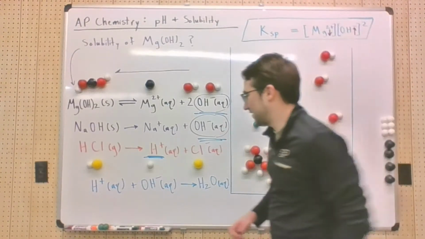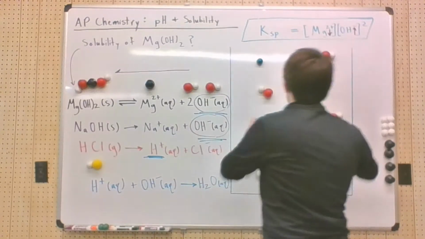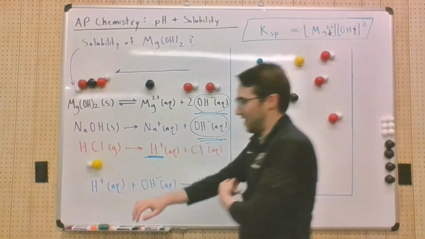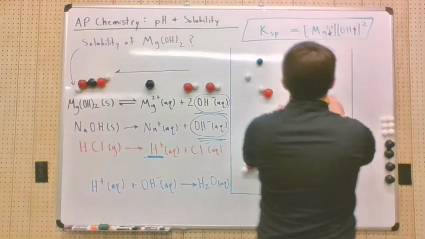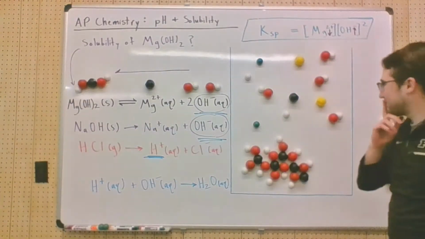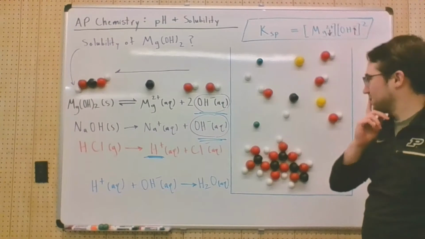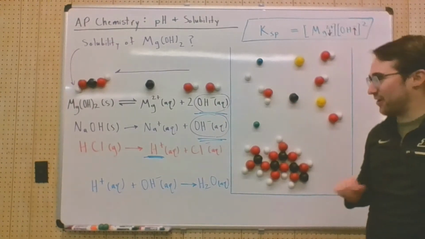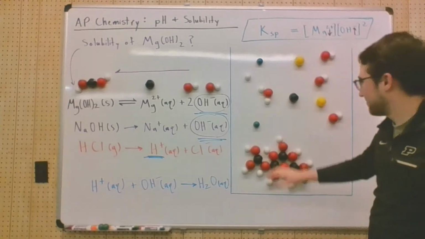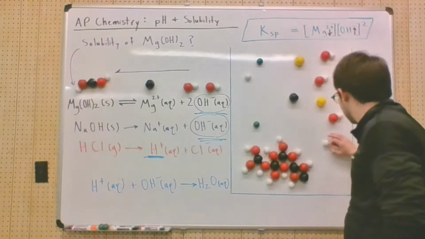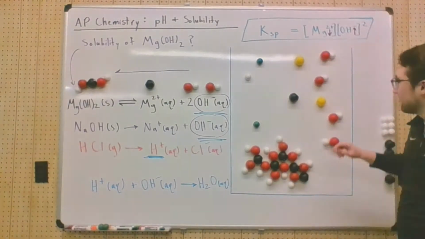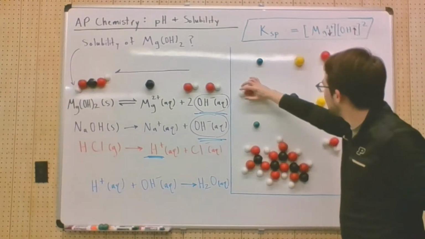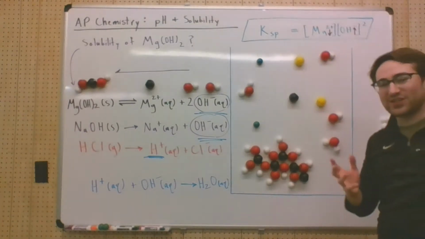I take my HCl, dissociates, floats around in there. I take my HCl again, dissociates, floats around in there. Okay, well, my H+ and my OH- are going to form to make water. Okay, I can do it again here. Okay. Which has changed the pH.